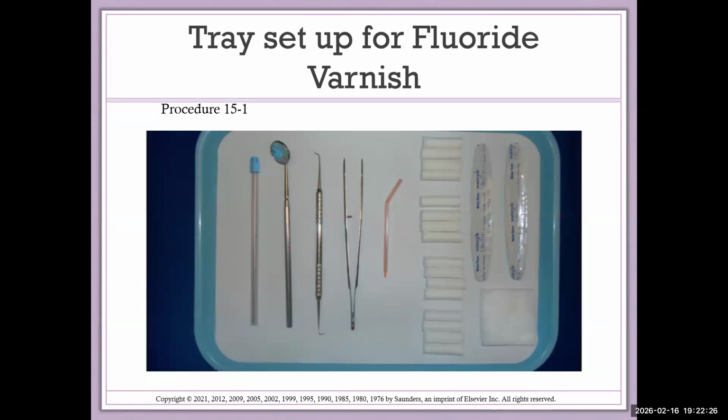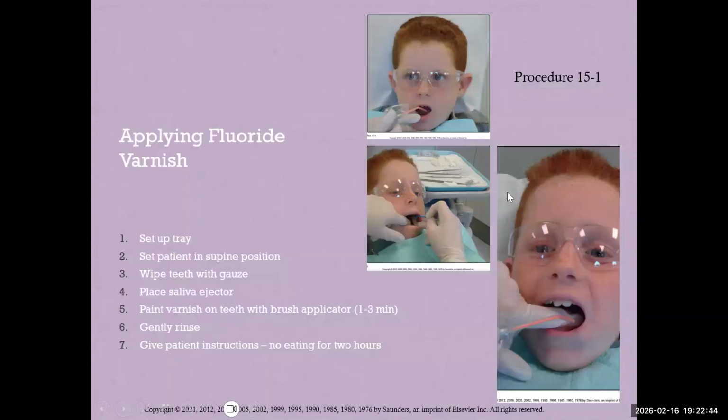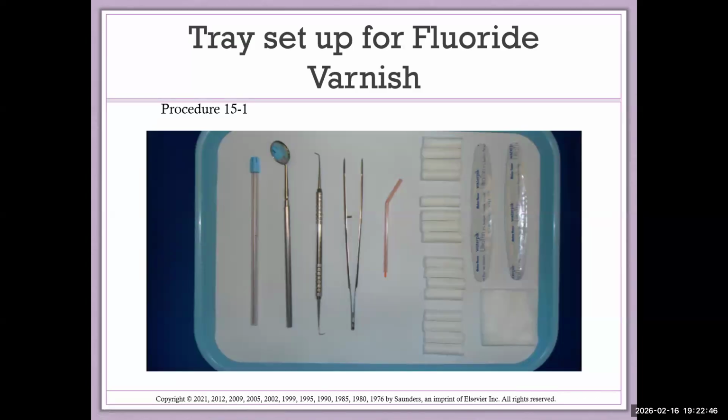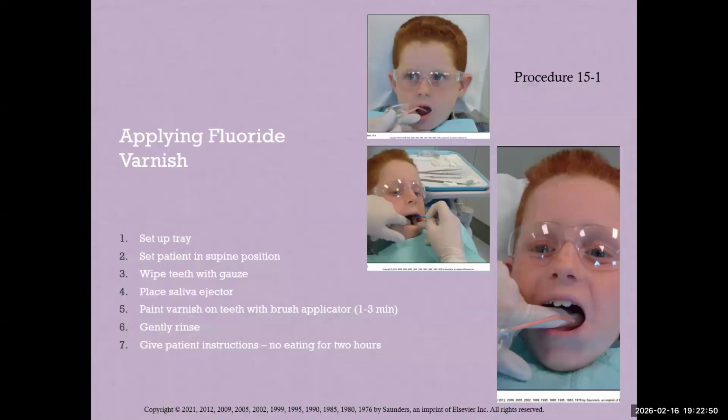Fluoride varnish. And you could see, very minor. You just got your, I believe, your Explorer, your college pliers, and your mirror. Tons and tons of cotton rolls, air, water, syringe tip. And here is your varnish. And I believe this was demoed on Friday, where you just peel this back and there's a little well that comes with it, and you dip that brush into it. And this is, I believe, in procedure 15-1, or there's a little excerpt in it in your textbook.